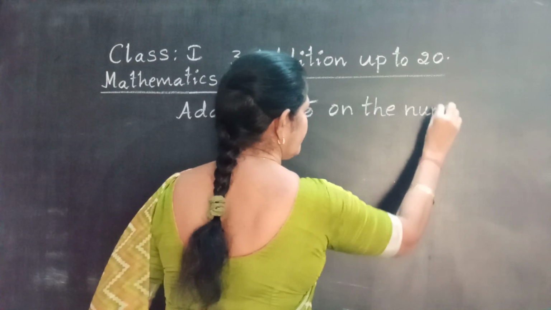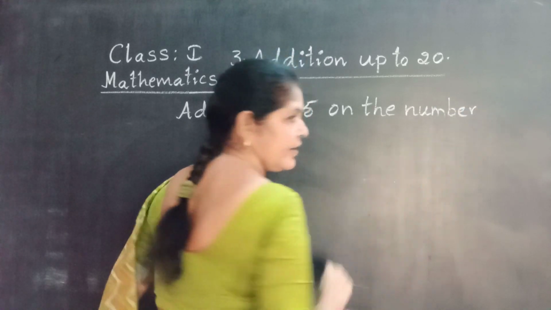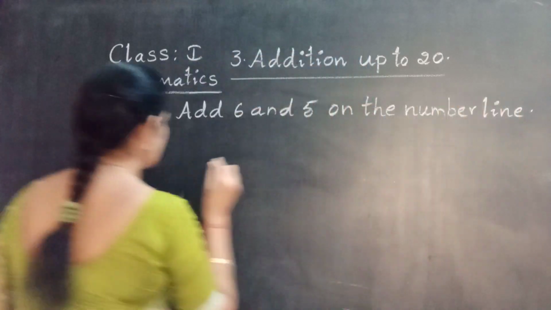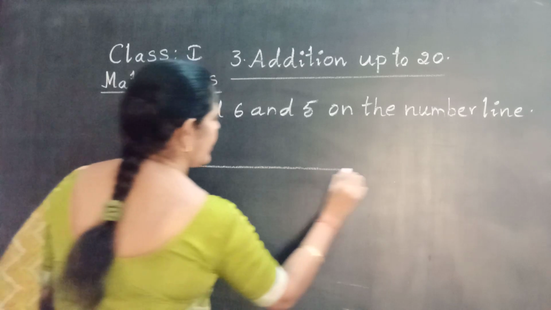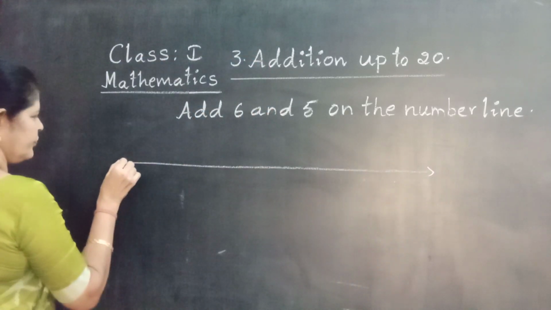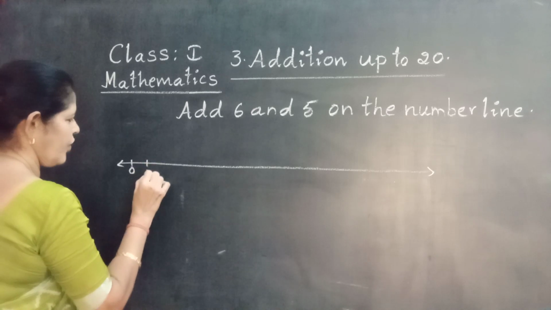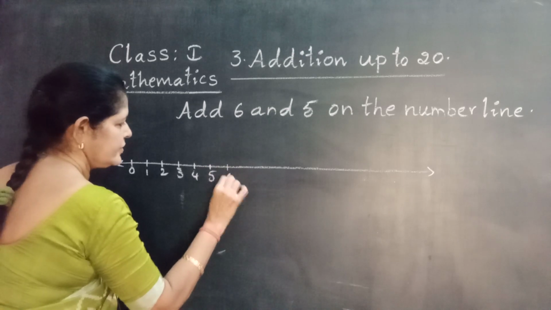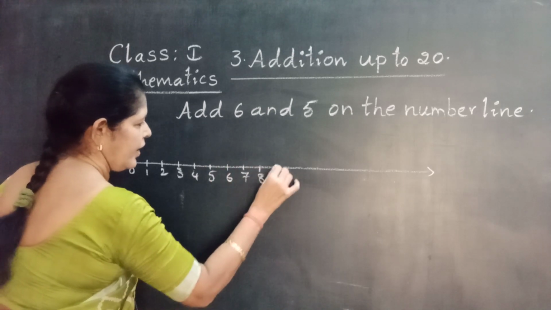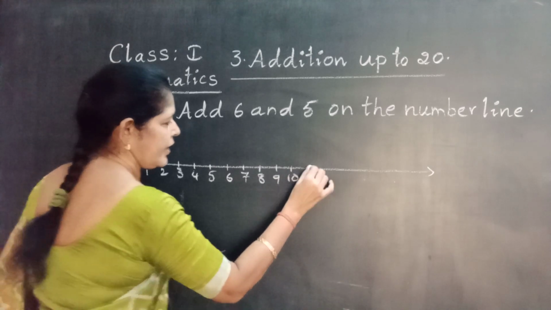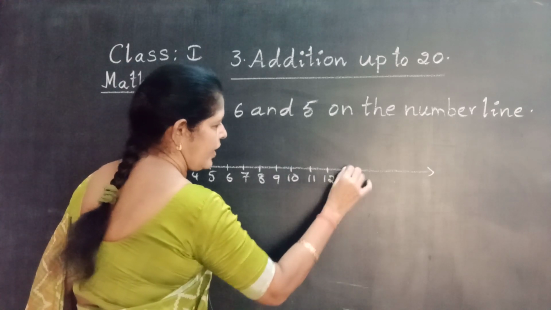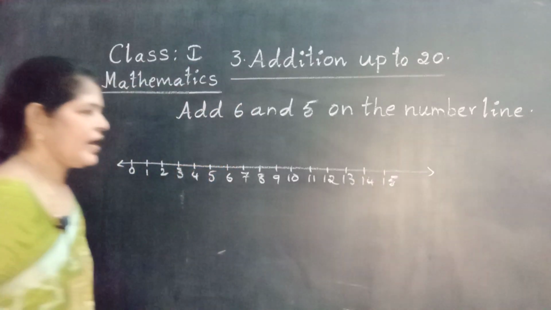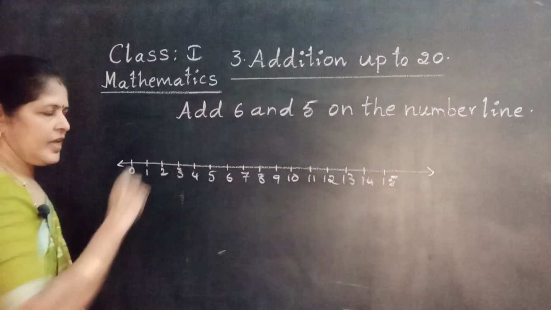Already you know how to draw the number line, isn't it? Number line starts with 0. We are going to draw the number line like this. Starting number is 0, 1, 2, 3, 4, 5, 6, 7, 8, 9, 10, 11, 12, 13, 14, 15. This number line consists of 0 to 15.